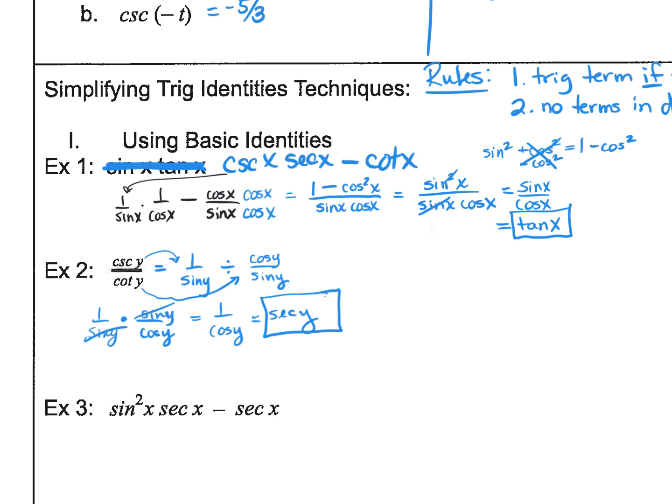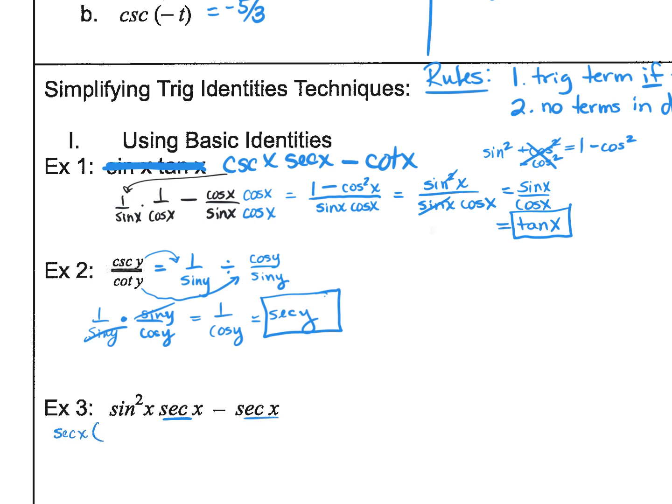The opposite of distributing. Distributing is where you put it in. What is it when you pull it out? Starts with an F. Factoring. We're going to factor out what? Secant. Factor out secant. We've got a secant in both terms, don't we?